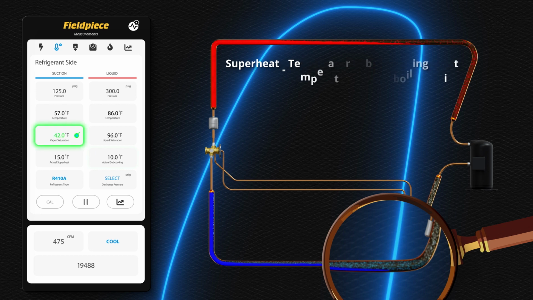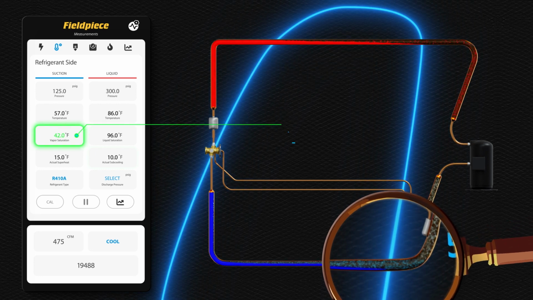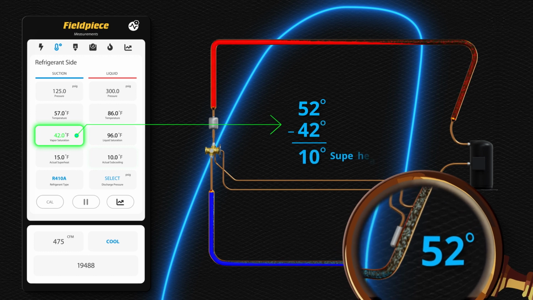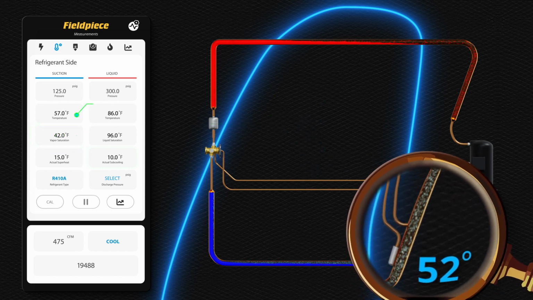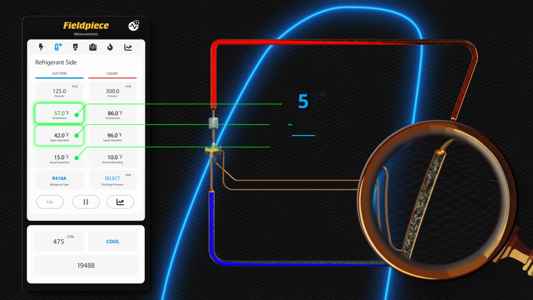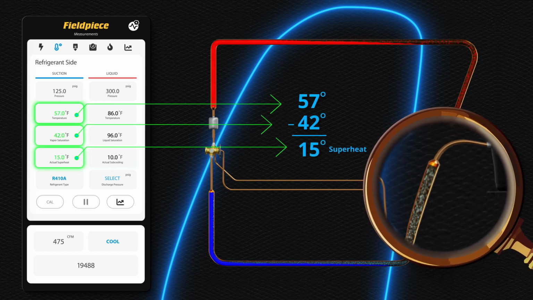The temperature at the TXV bulb is 52 degrees. So, the refrigerant temperature is 10 degrees above the saturated temperature, or 10 degrees of superheat. This superheat is referred to as the evaporator superheat. Additional heat is absorbed as the refrigerant travels through the suction line towards the compressor.